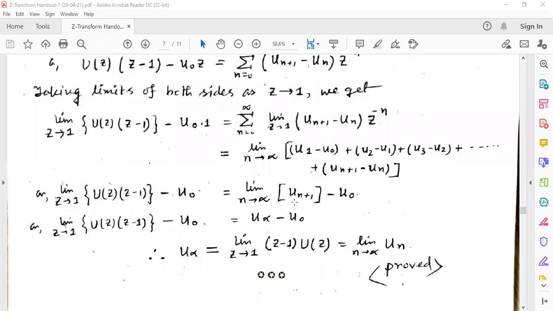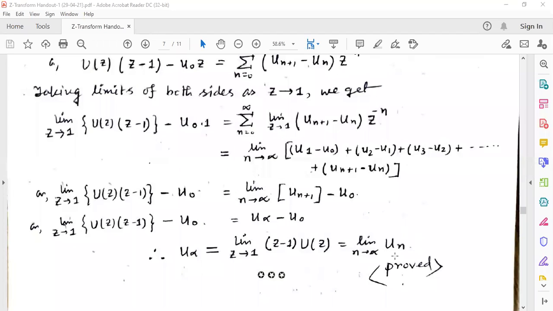That is written here. As n tends to infinity, we can write n tending to infinity, which means n plus 1 also tends to infinity. So u infinity minus u0. This minus u0, this minus u0 cut. So u infinity can be written as limit z tends to 1 of uz into z minus 1. Now this u infinity can be written as limit n tending to infinity un. It was our final value theorem.